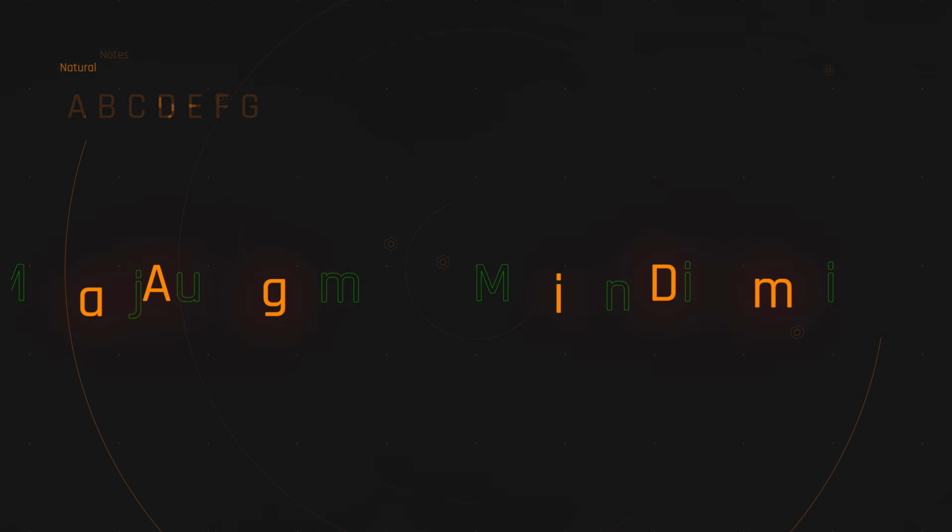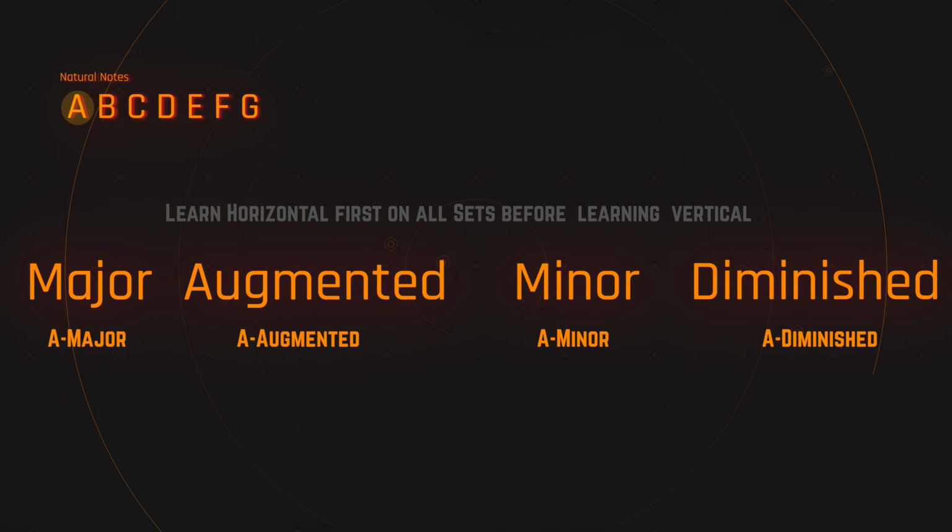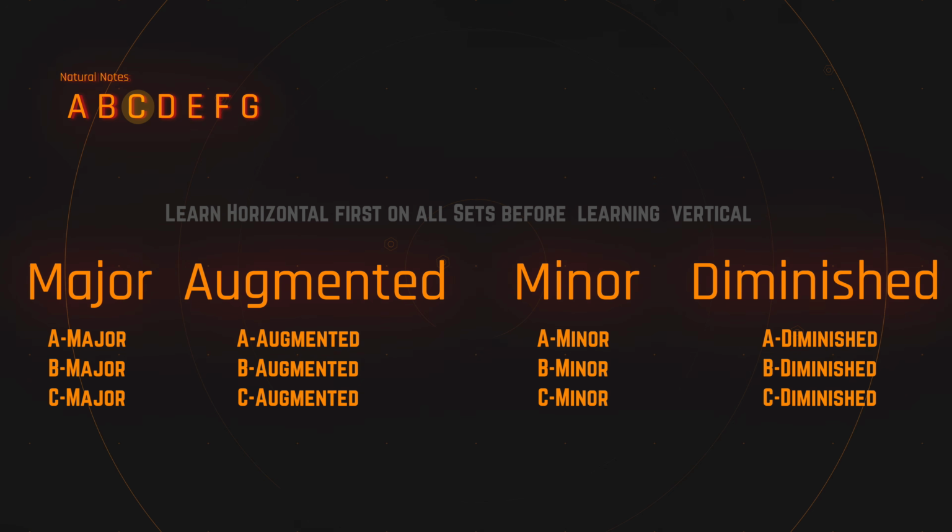This approach is very systematic but without musical context. So keep this in mind. Start by playing triads based on the natural notes A, B, C, D, E, F, G, and for each root note go through the 4 triad types. For example, play all A major triads across the fretboard, and then move to all A augmented triads and play them across the fretboard. Then move to A minor and A diminished, and once you've completed all triad types for A, then move to B, then to C, and so on until you've covered all the natural notes.